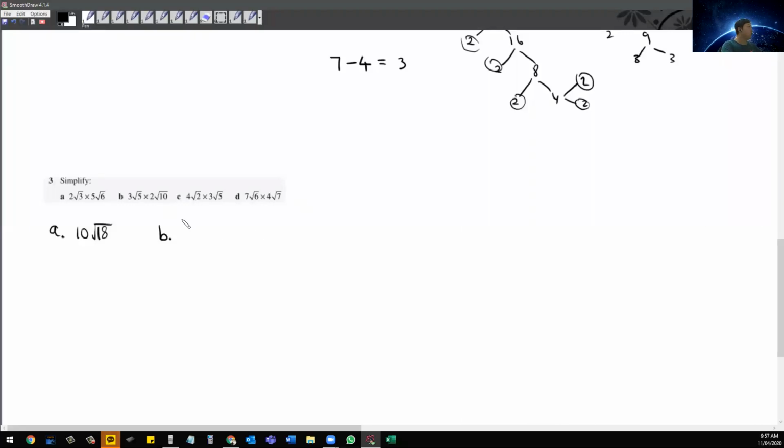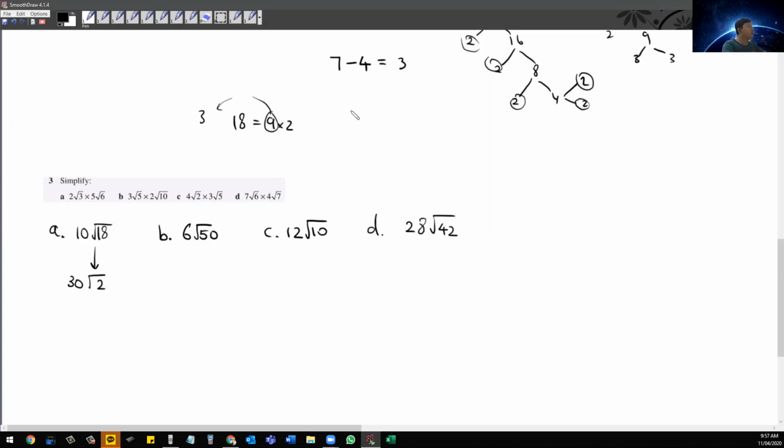Okay, so B is how much? 6 root 50, right? Yeah. And this one is 12. C is 12 root 10. D, 28 root 42, right? Yeah. And of course, this can be simplified further because 18 is the same as 9 times 2, so this can come out as 3. So this will be then 30, because it will be 10 times 3, and then root 2, right?